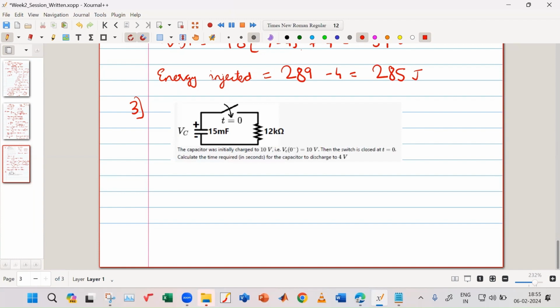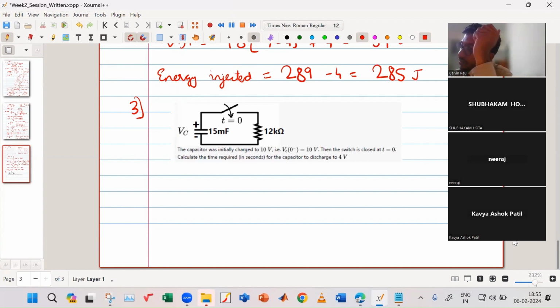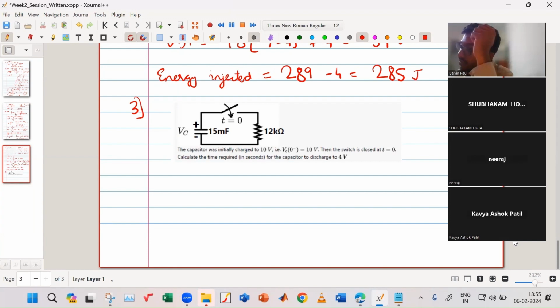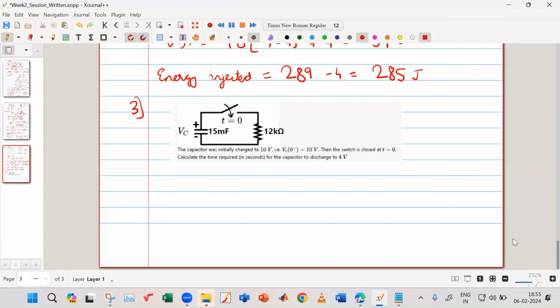So you let me know. Suresh or Shivam Varma, how will we proceed? Any ideas? Find the time required to discharge to 4 volts.